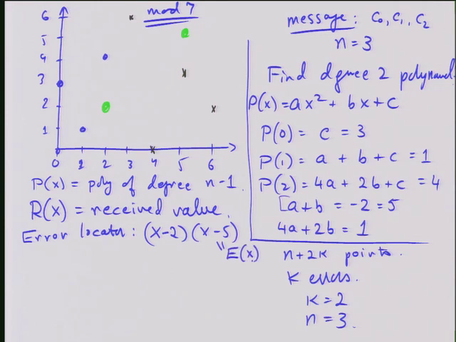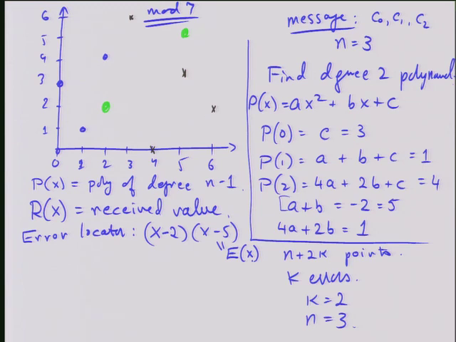Remember, there's the polynomial P of x. There's the received values, R of x. And then there's this error locator polynomial E of x, which is 0 at exactly those values x where an error occurred. So it's x minus 2 times x minus 5. When we actually receive the message, we do not know that 2 and 5 were the errors, but it's some polynomial of degree exactly equal to k. K is 2.